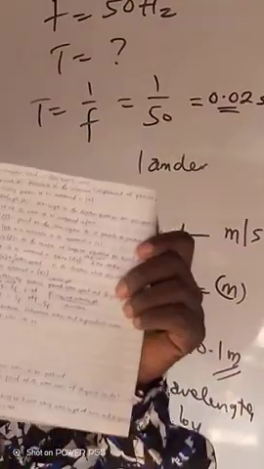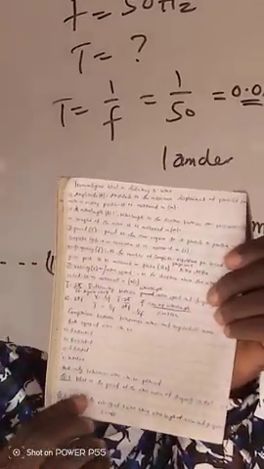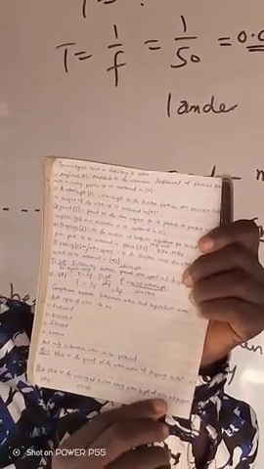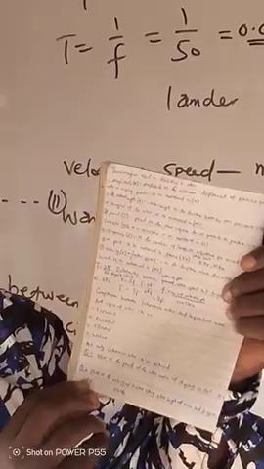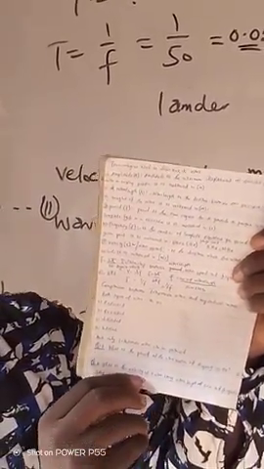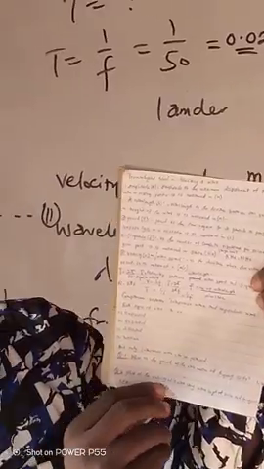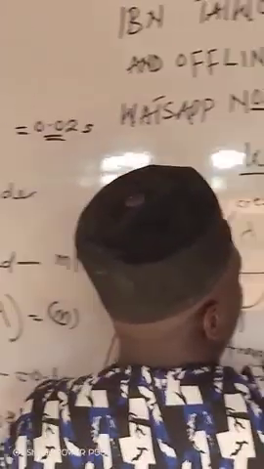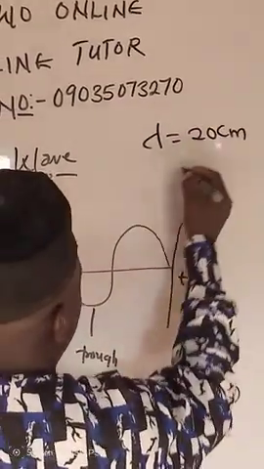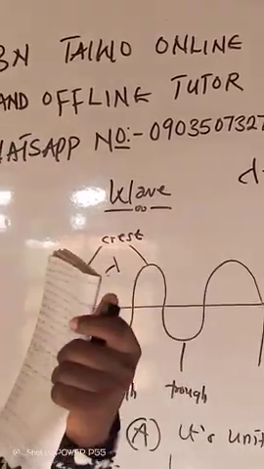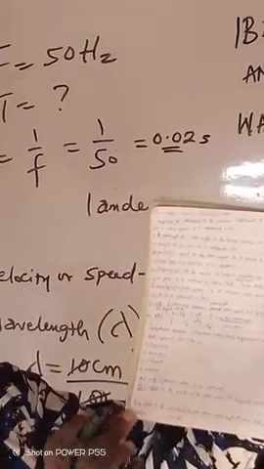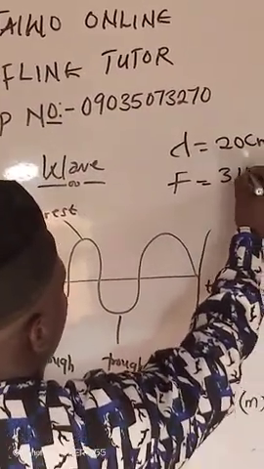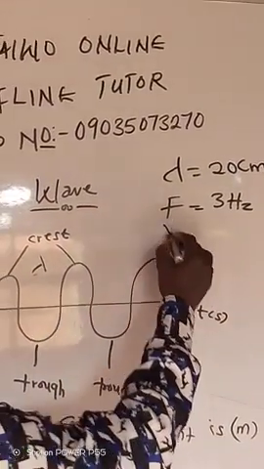Let's look at another question. Can we see the question? What is the velocity of a wave having wavelength 20 centimeter and frequency 3 hertz? The question asks us to find the velocity when our wavelength is 20 centimeter. Can you see it very well? Frequency 3 hertz. Frequency is equal to 3 hertz.